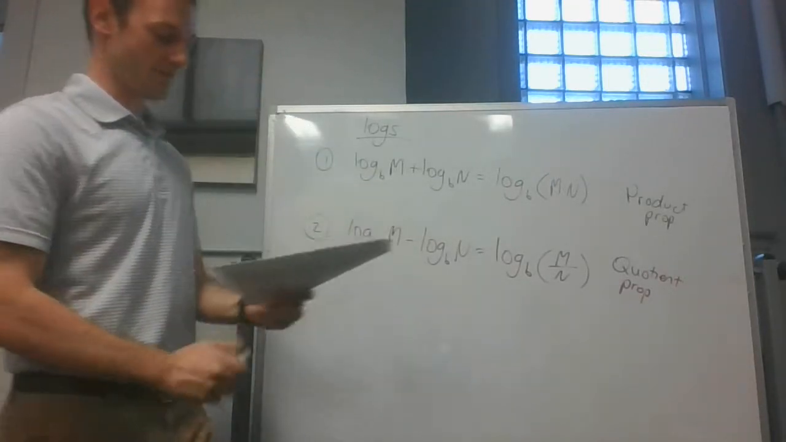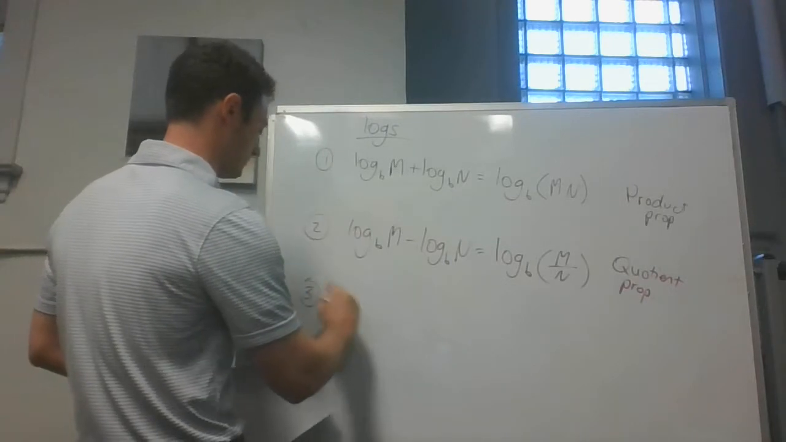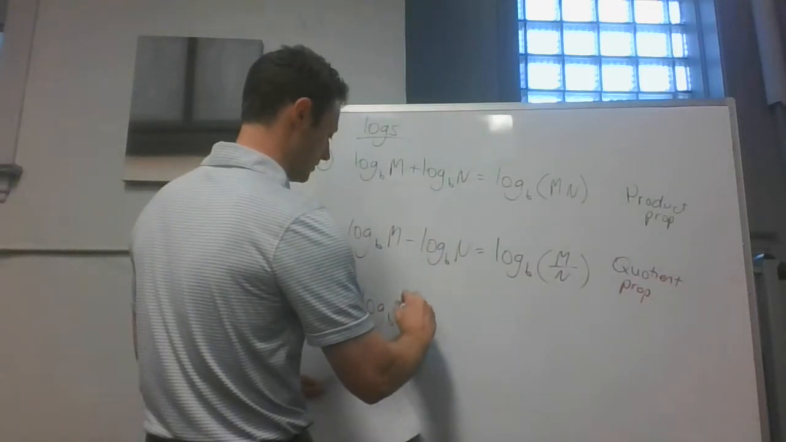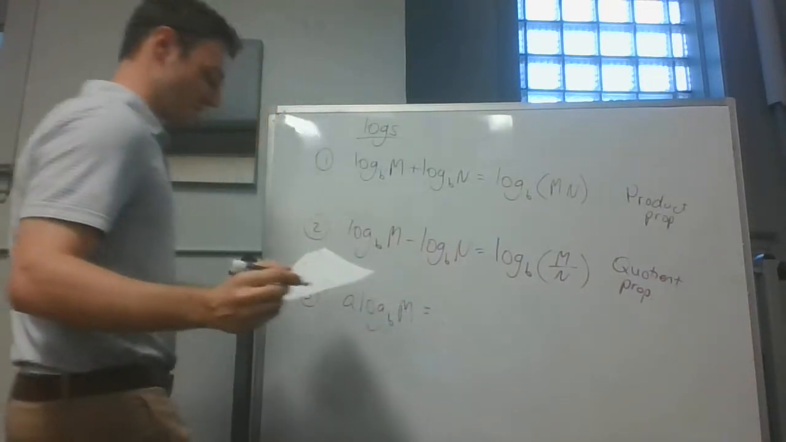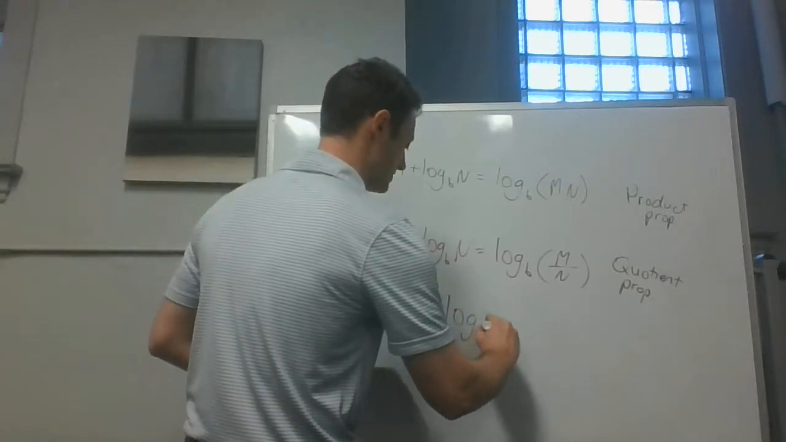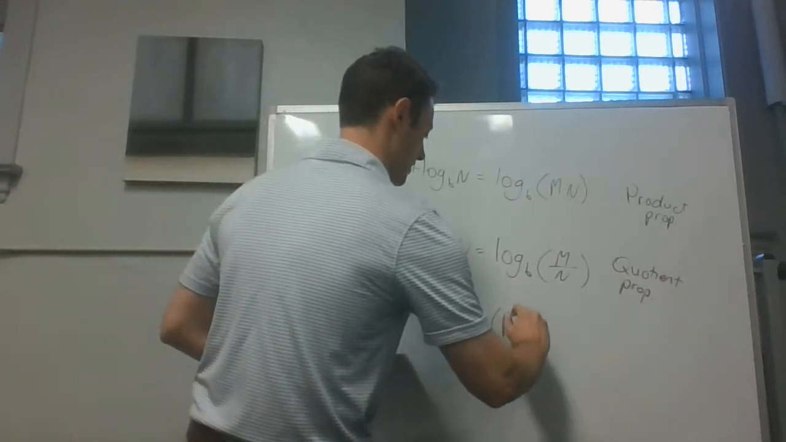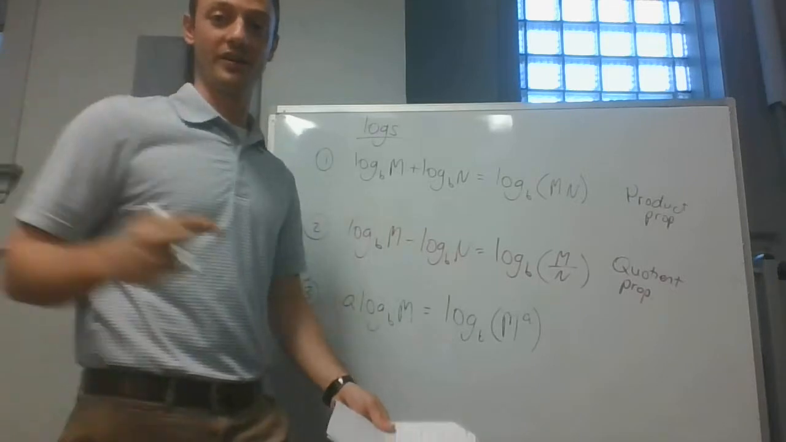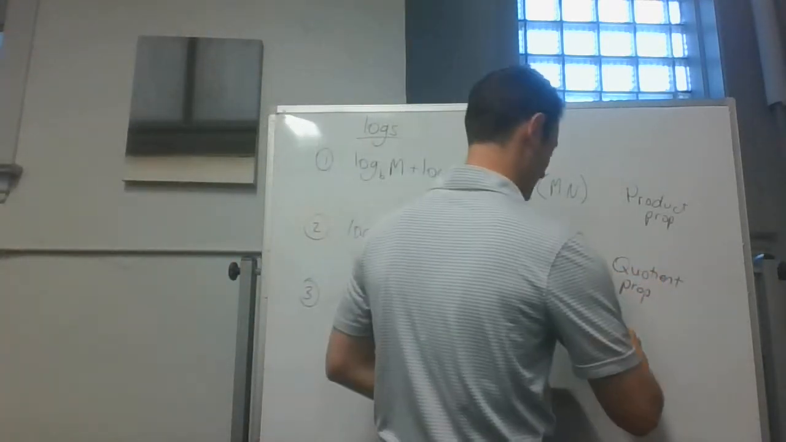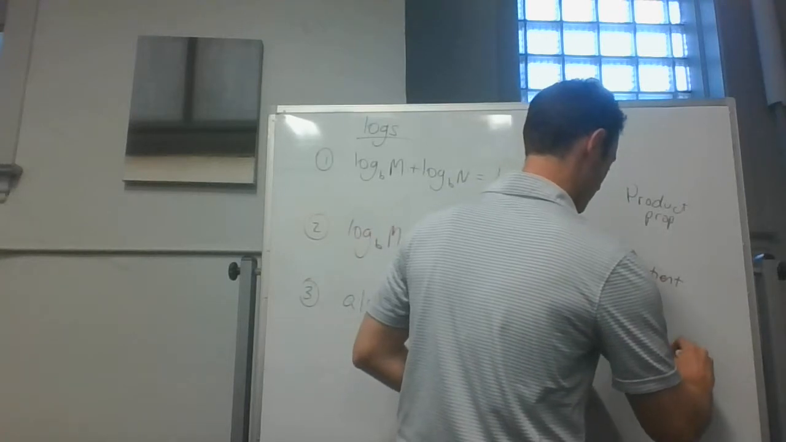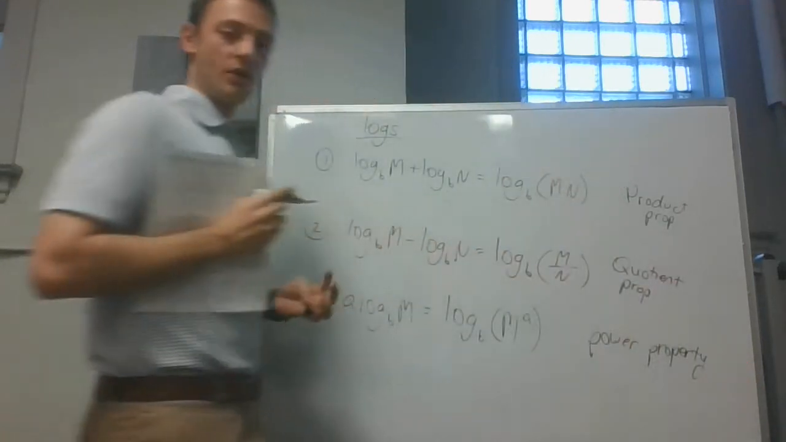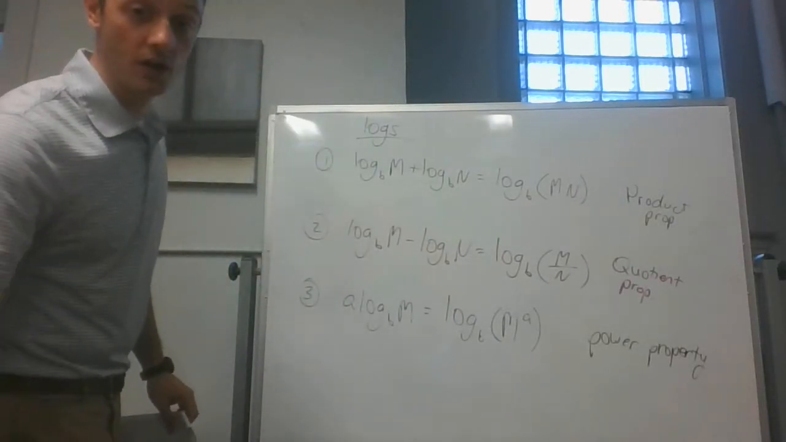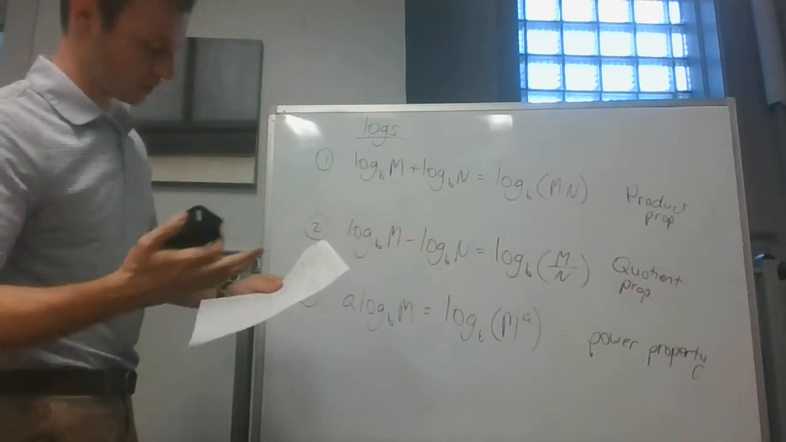And then last but not least is the power property. If you have a as your coefficient, a times log base b of m, that's going to be equal to log base b of m to the a power. The a power, not the a. All right, so make sure you write those properties down. I'll give you a second to view those. Feel free to pause your video. I'm going to erase now and show you a few more things about logs.